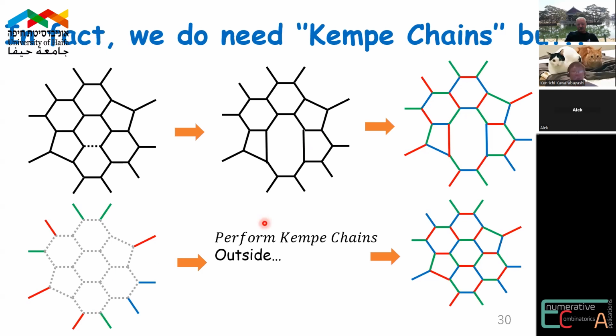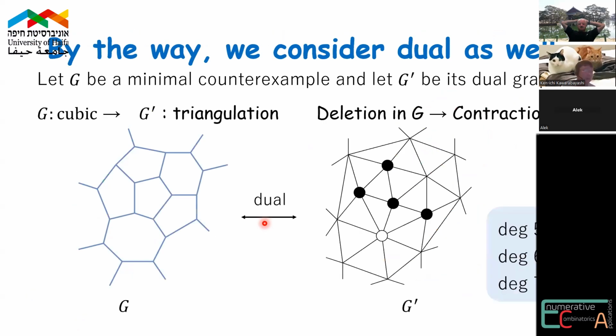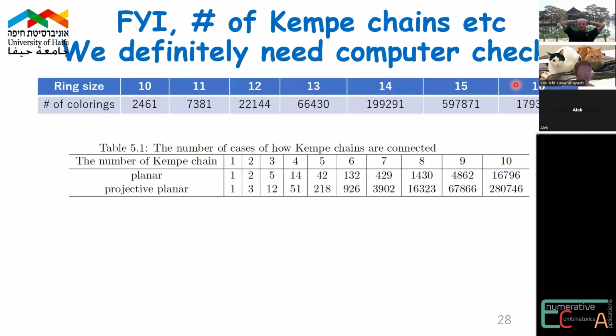That's why you really need a computer check. But once you have the computer check, you can do a lot, because even for size 14, you can do it in a few minutes. Check all the colorings. On the other hand, there's no way you can do it by hand. This is almost like 200,000, and this is more like 2 million ways to consider. There's no way to do that.